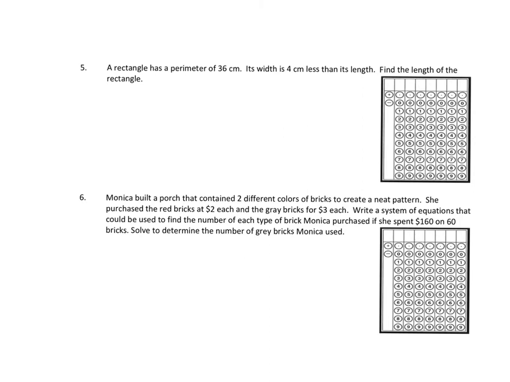We are still writing equations from the words, but now we're going to have 2 equations so we can solve the system of equations. All right, so first of all, we have a rectangle that has a perimeter of 36 centimeters. Its width is 4 centimeters less than its length. So I know how to write the perimeter of a rectangle. The perimeter is going to be equal to 2 of the lengths plus 2 of the widths. That's our formula, and that'll be one of our equations. And the width is 4 centimeters less than its length, so I take the length and I subtract 4.